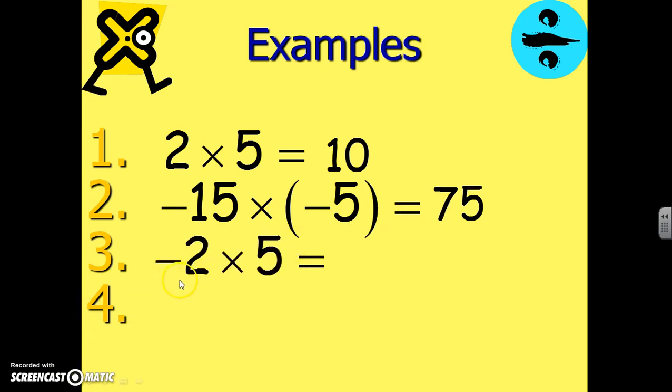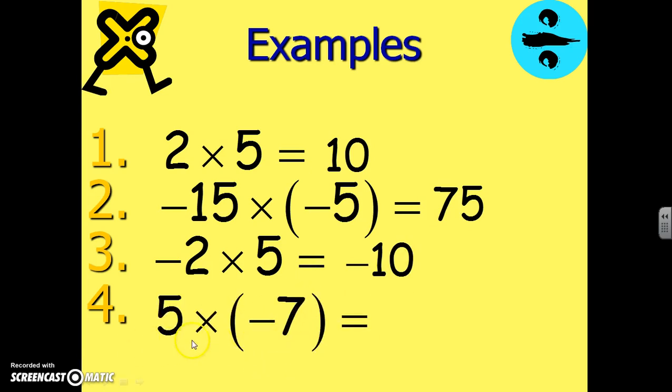When you multiply a negative factor times a positive factor, those are different signs, so the product will be a negative answer, which is negative 10. When you're multiplying a positive number by a negative number, the product will be negative because you have a positive times a negative. Positive 5 times negative 7 is negative 35.